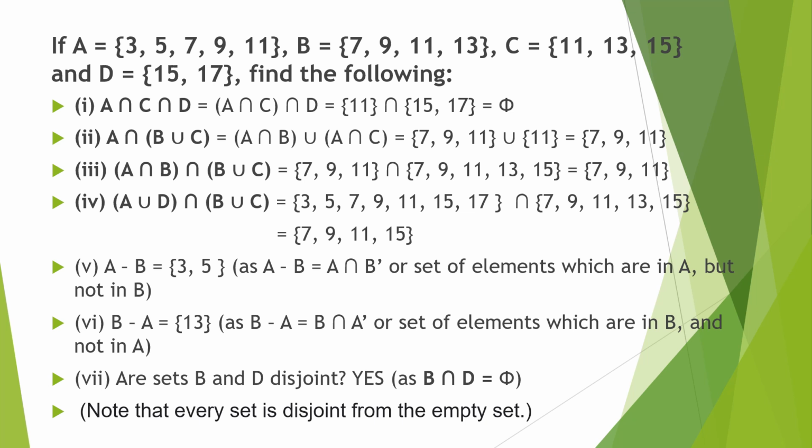So you can see B and D, their intersection: if you take B as 7, 9, 11, 13 and here D is 15, 17, so their intersection is the null set. Note that every set is disjoint from the empty set. Obviously, when you take the intersection with the empty set, the answer is always the null set. That means every set is always disjoint from the empty set.